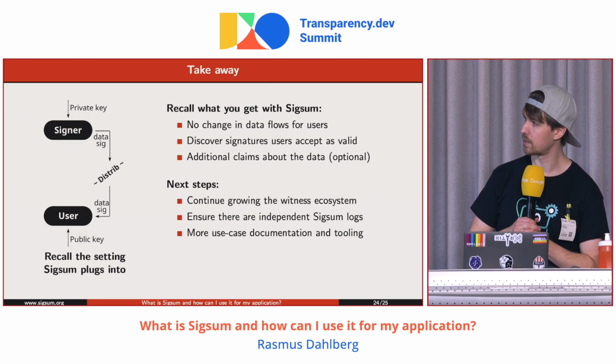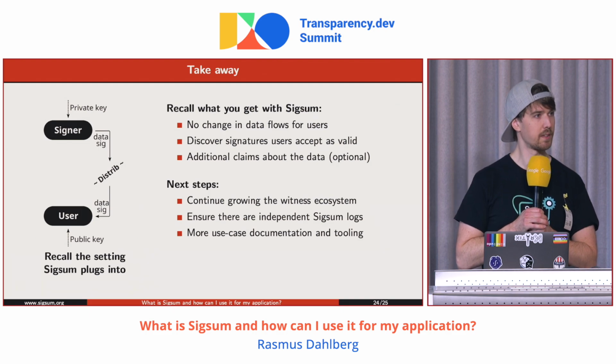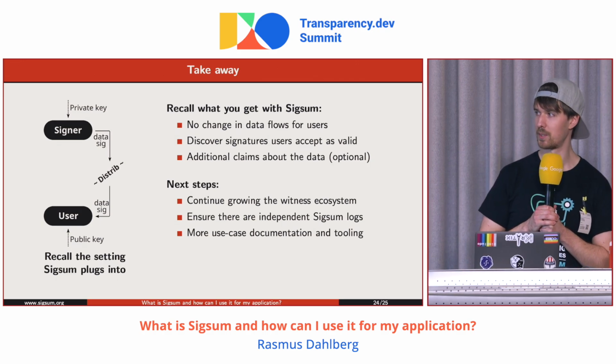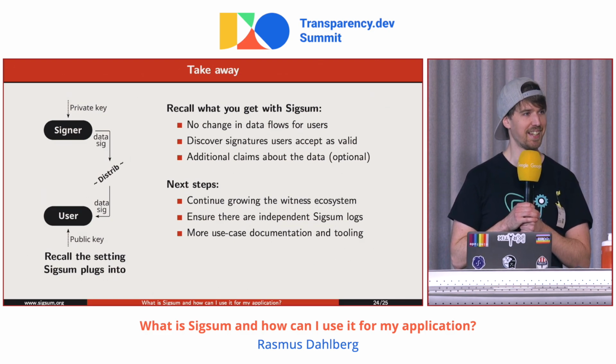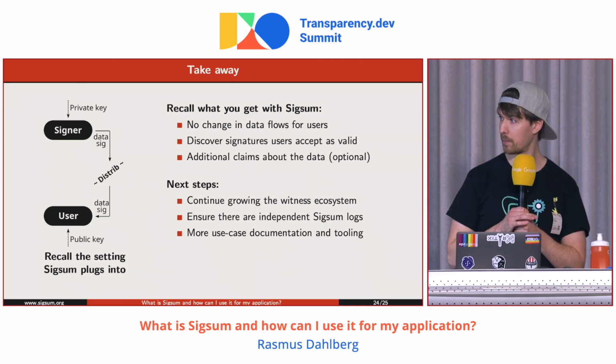Some next steps. Most important, we need to continue growing this witness ecosystem, and now we have basically interoperable specs, which is great. Now we also want to make sure that those specs run on production witnesses with good business continuity, because if we don't have that, then we have basically nothing, and we're back to the drawing board.